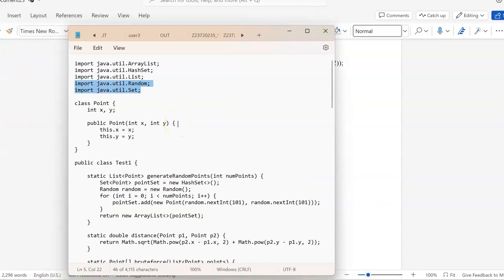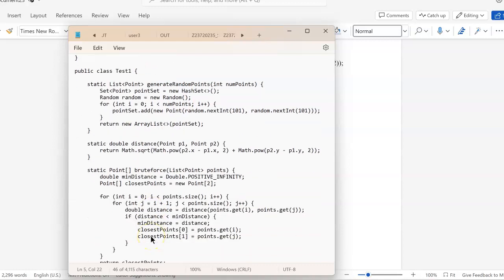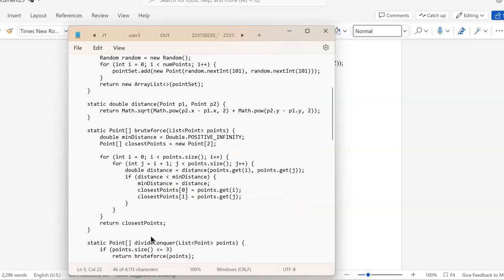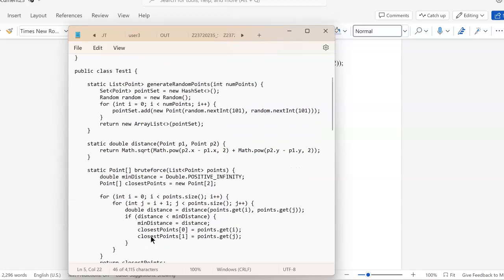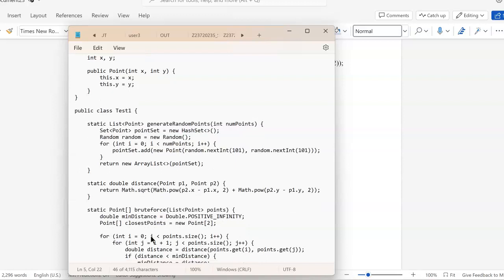This is the code. In this code, I have used multiple methods. If I want to explain in depth, there is one class called point class in my code. This class represents a 2D point with x and y coordinates. It has a constructor to initialize the x and y coordinates of the point and a generate random points method. This method is used to generate a specified number of random points within the range 0 to 100 for both x and y. It uses a hash set to ensure uniqueness of points. It returns a list containing the generated points.